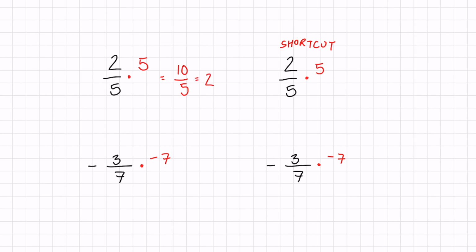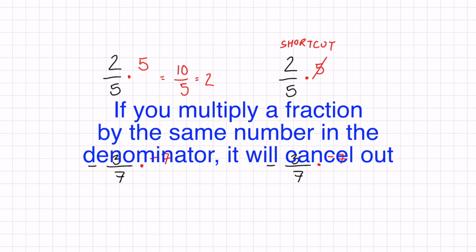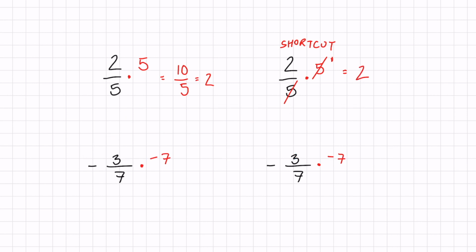But an easier version, if you got 2/5 like this and you're multiplying by whatever the denominator is, the shortcut is just to cancel those numbers out, because 5 divided by 5 is really 1 and 2 times 1 is 2. That's the shortcut. We'll try that again so you guys really get this.